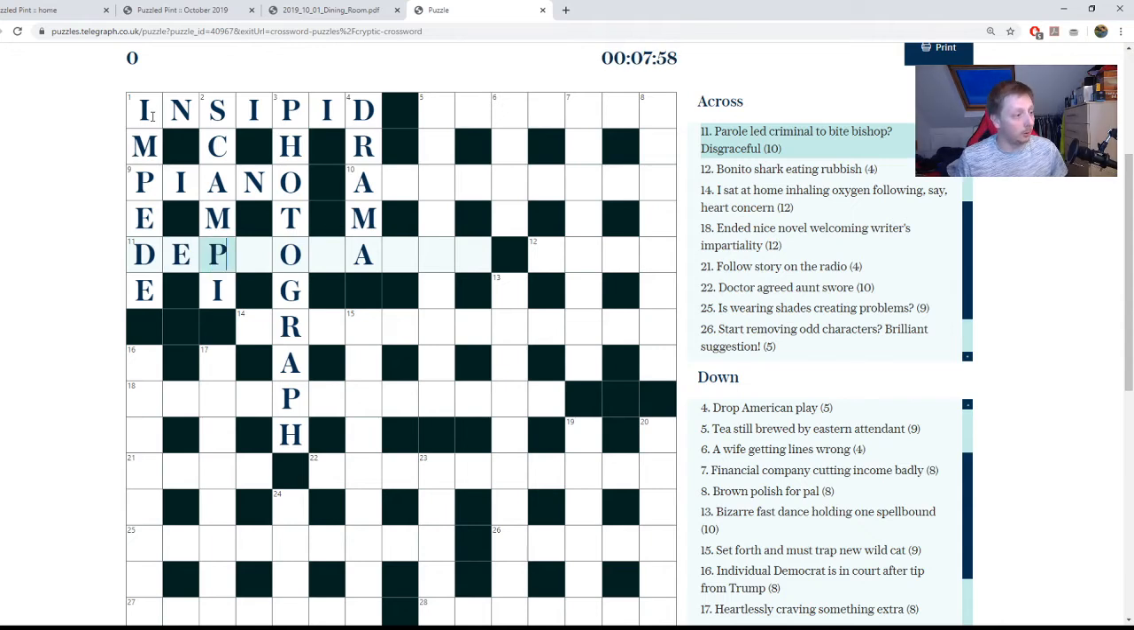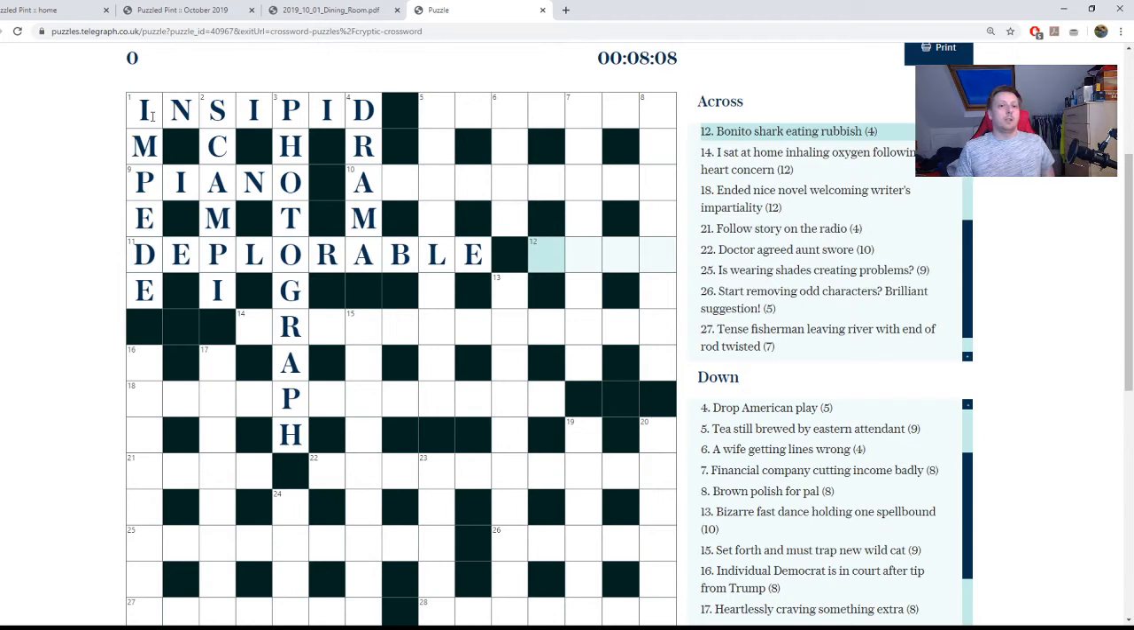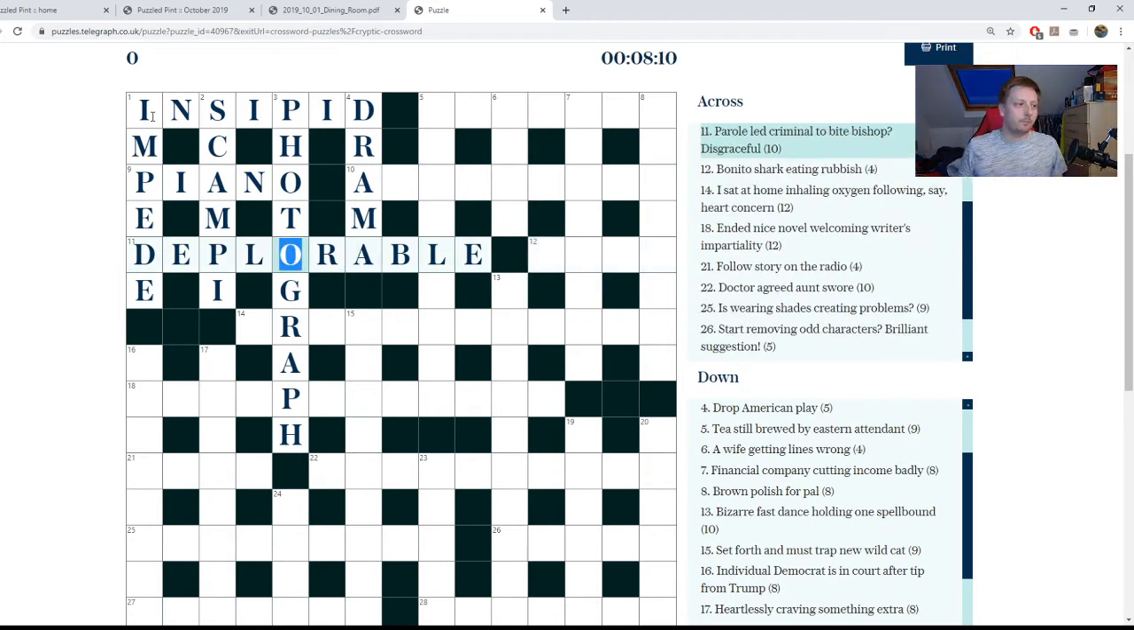This is deplorable. It's catnip. If I tell you there's an anagram indicator in there, can you tell me what it is? Deplorable. The anagram indicator here is criminal. It's an anagram of parole-led with bishop, which in this case stands for B for the chessboard, all around, all inside it, and that's deplorable. At least I assume it is. I haven't actually checked the anagram, but I'm pretty sure that's right.